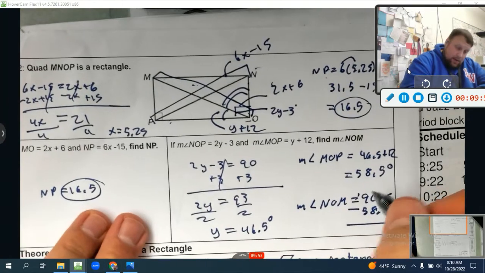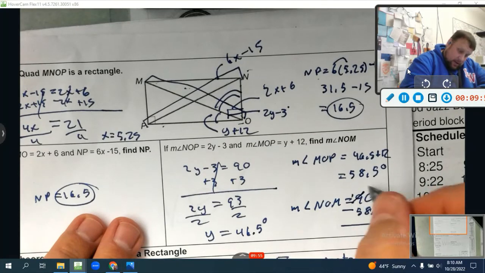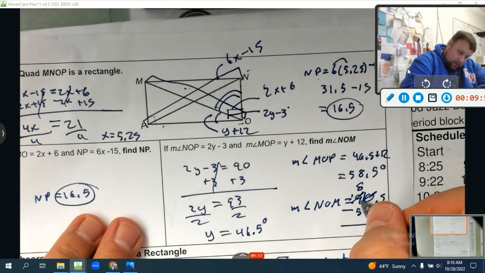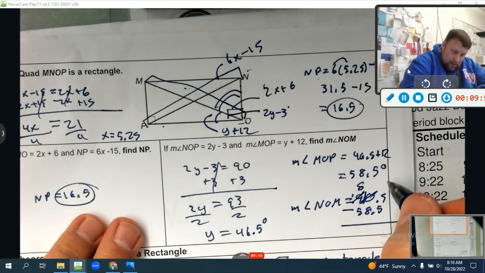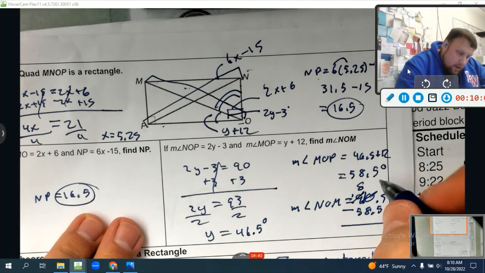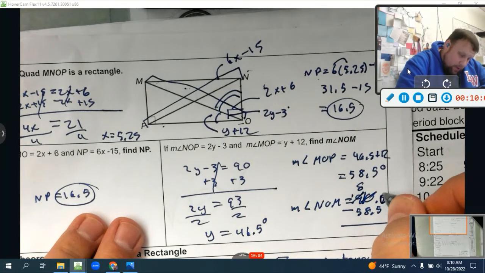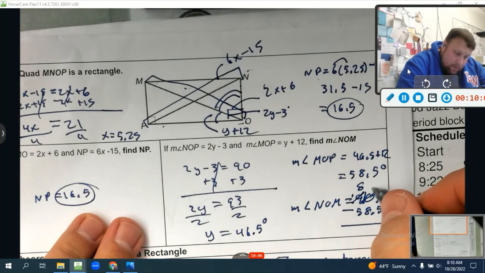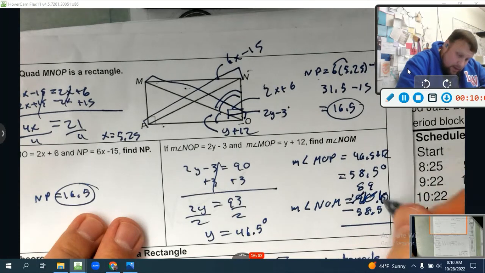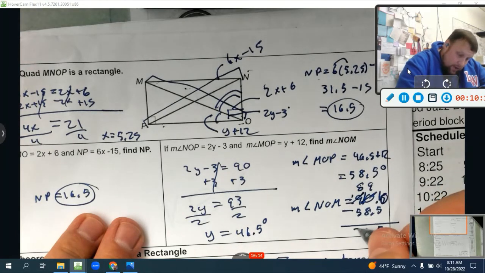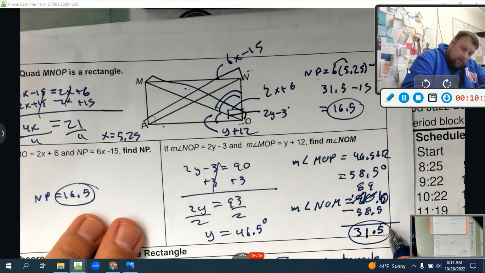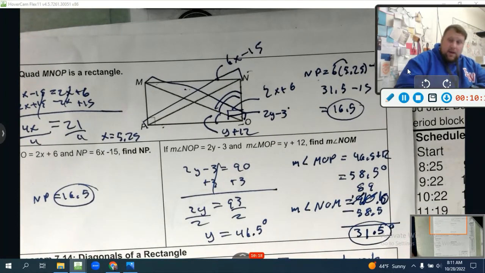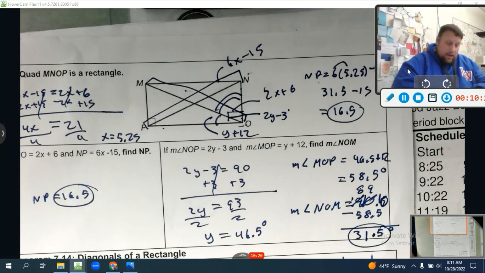To do that, I'm going to need to borrow. 9 becomes 8, 10. Got to borrow from that. Make that a 9, make that a 10, because it's 0.0 right here, by the way. 10 minus 5 is 5. Well, a decimal point, 9 minus 8 is 1. And 8 minus 5 is 3. So that's 31.5 degrees. That is the answer. The measure of angle NOM equals 31.5 degrees.